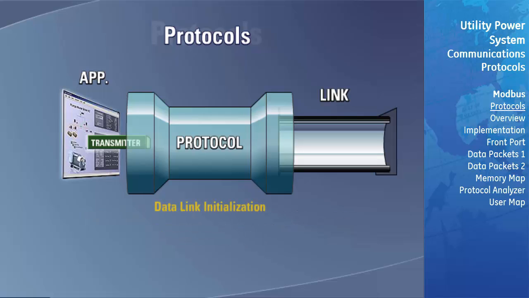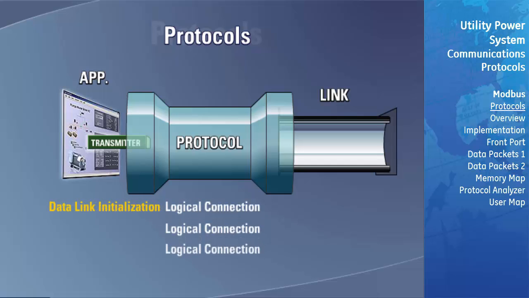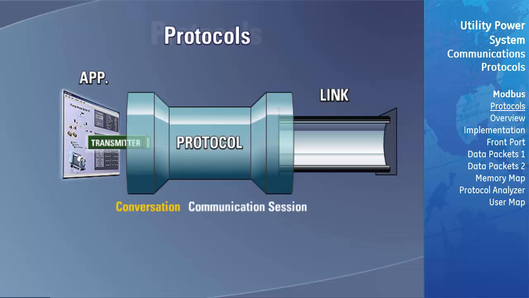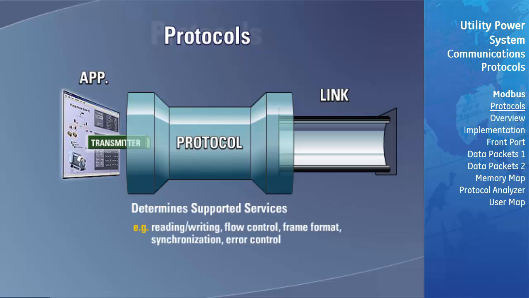The protocol determines such things as the initialization of the data link, meaning the point at which devices agree to exchange data. This is called a logical connection. Many devices have the capability to have more than one logical connection or conversation at a time. The actual conversation is referred to as a communication session. The protocol also determines the services that are supported. For example, reading from or writing to a device, flow control, frame format, synchronization, and error control.